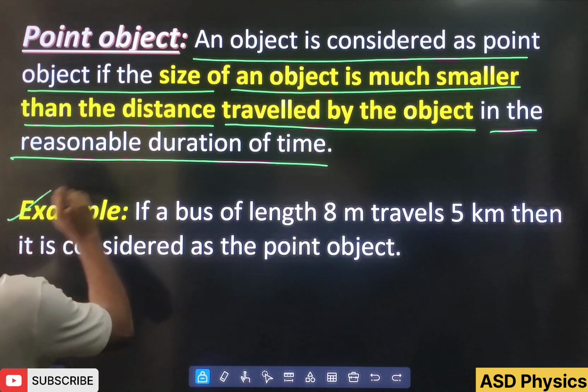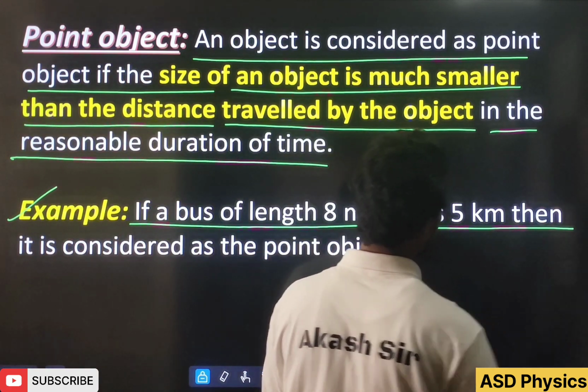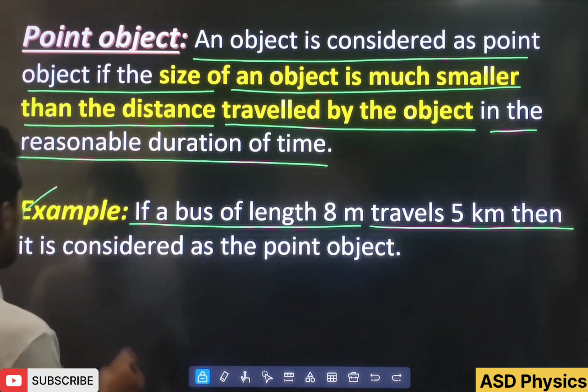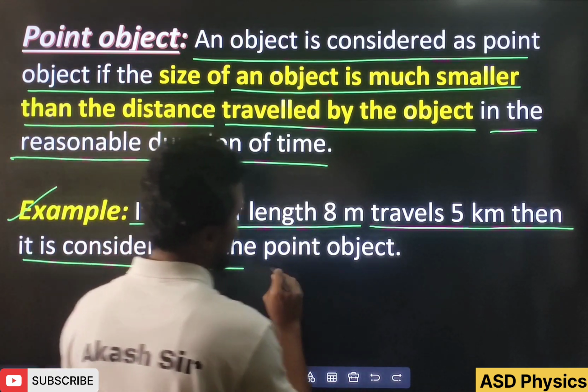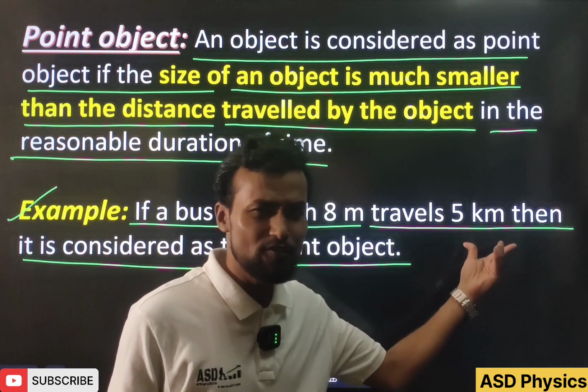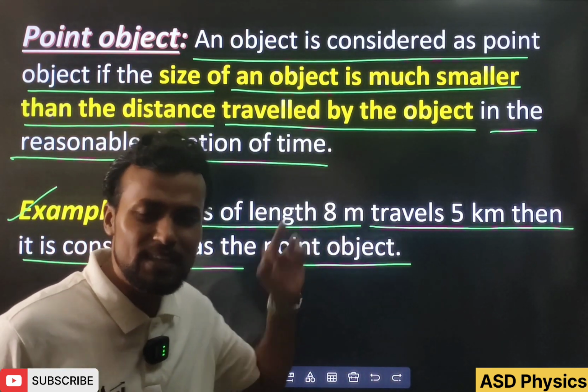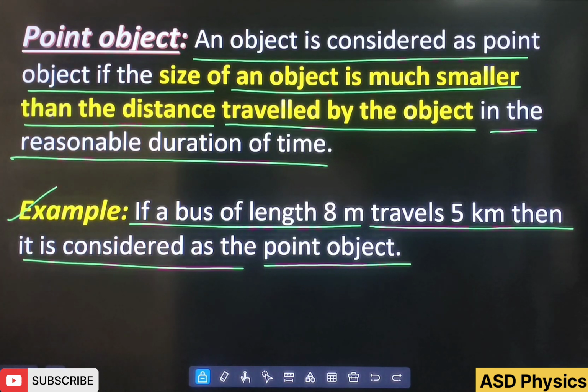Okay, and if we talk about the example, let's see here, if a bus of length 8 meter travels 5 kilometer, then it is considered as a point object, because you can see very well the distance is too much, 5 kilometer. So with respect to 5 kilometer, this 8 meter is very small. Okay, so in this situation we can consider this bus as a point object. But let's take for example, if this bus is traveling just 2 meter, 3 meter, then we cannot consider it as a point object.